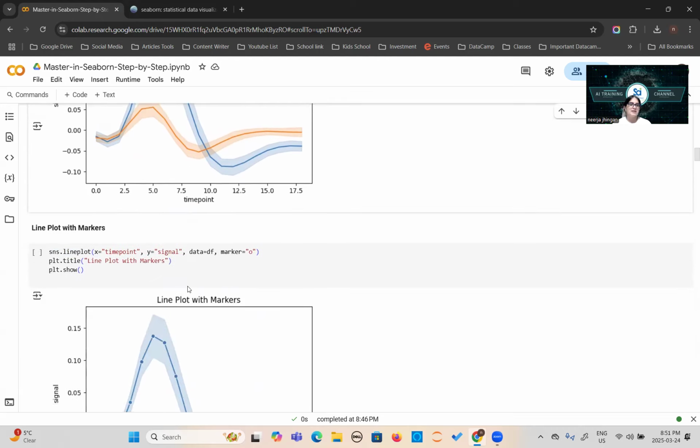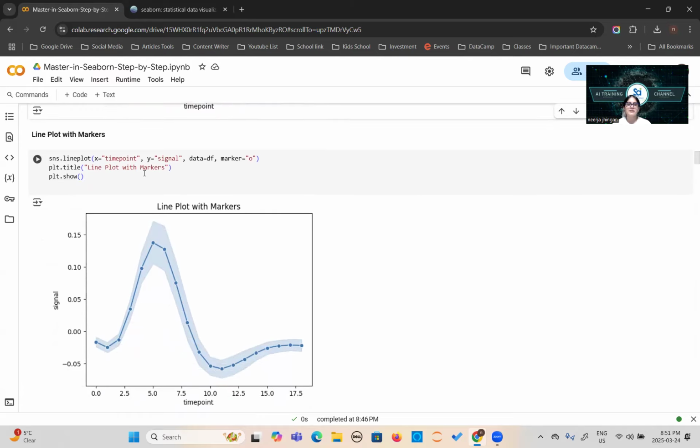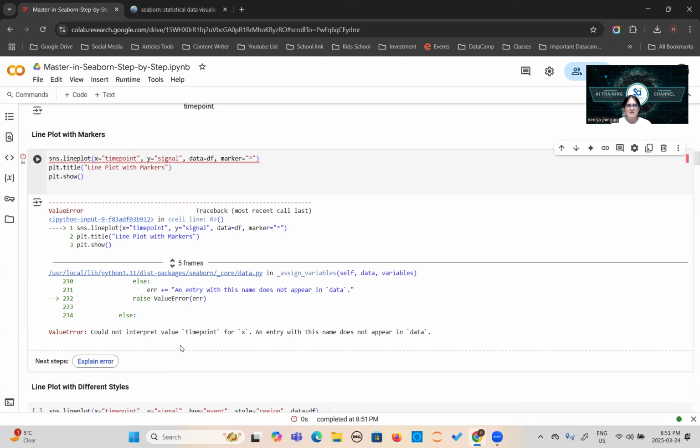Okay, now the next one is if you want to add the marker, again it's so easy. You only need to pass the parameter markers, and you can choose a marker according to your choice, whatever exists in the options of the Seaborn library to add markers in your graph.